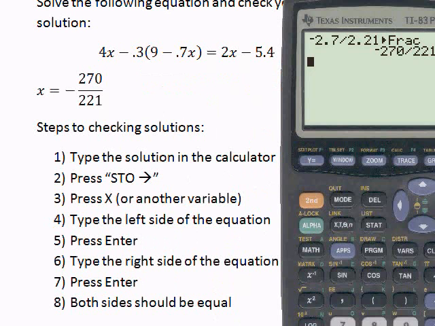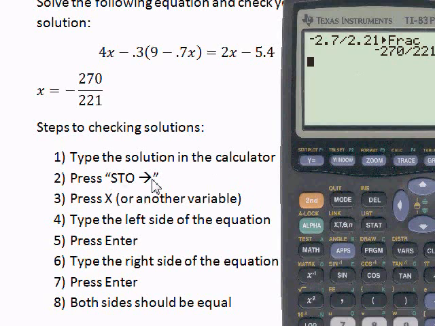I went ahead and typed out the solution, and I've written the steps for checking the solutions in the calculator. Now that looks like a lot of work to do, but as soon as you see me work it out, you'll realize it's really not that much work and it'll save us a ton of time, because again, we do not really want to substitute negative 270 over 221 in for all of those x values. So what we're going to do is type the solution in the calculator. Well, it's already there, negative 270 over 221.